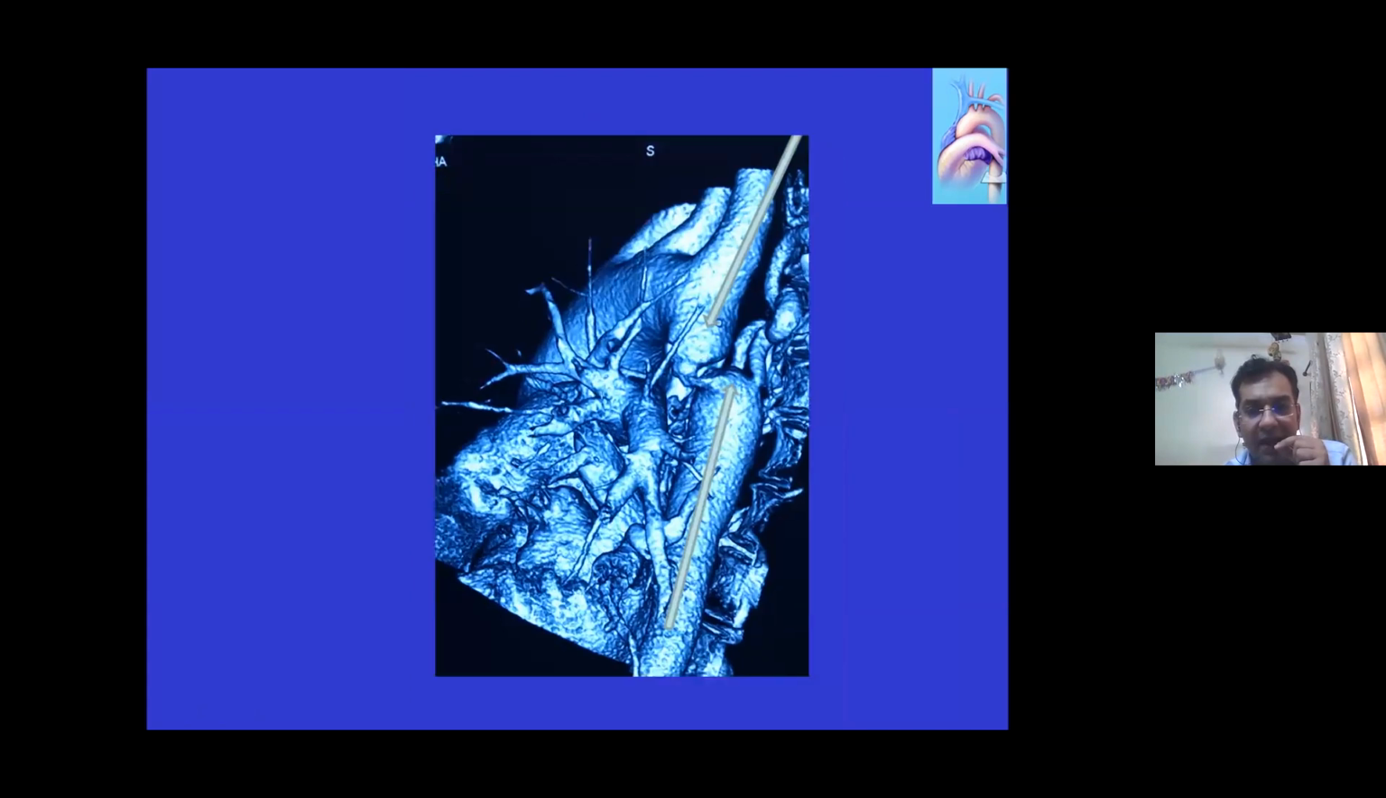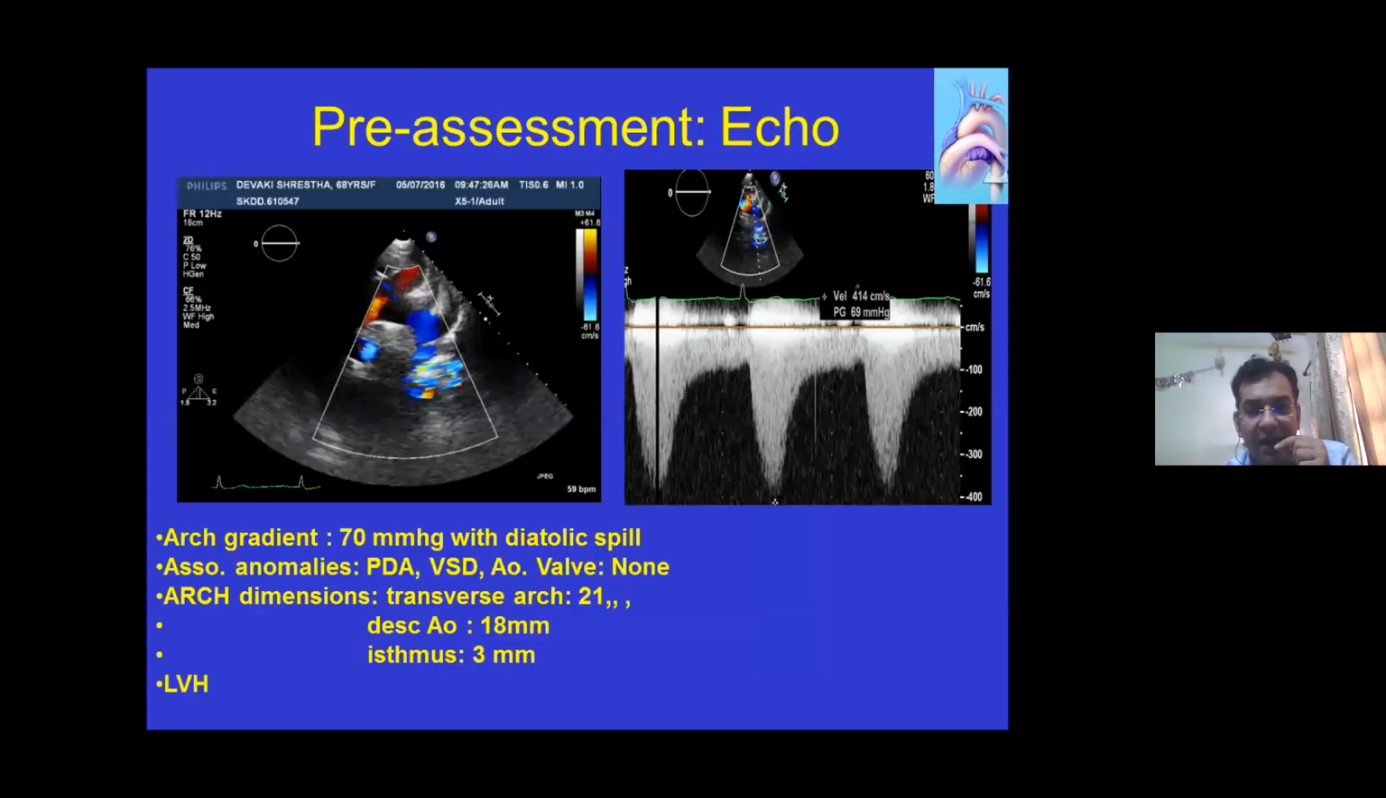So she had a peak arch gradient of 70 millimeters with diastolic spill. There were no associated anomalies like patent ductus arteriosus or VSD. Her aortic valve was bicuspid, but otherwise there was no anomaly. It's always a good idea, whenever evaluating a coarctation, to look for associated anomalies. If there is a patent ductus arteriosus or a VSD, hemodynamically they can cause a problem in assessing the gradients. So also the arch dimensions, which are very important.